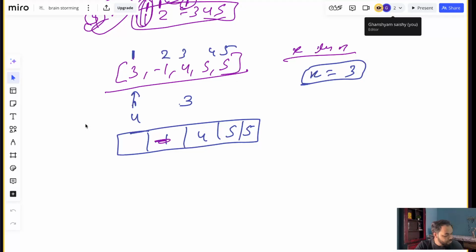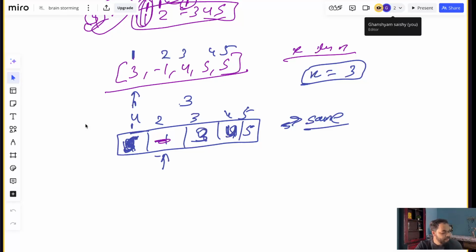Okay, so 3 was here, no? Yeah. So 1, 2, 3, 4, 5. So 3 is not at the correct place. It will go there. 4 comes here. It is not at the correct place. 4 goes there. 5 comes here. It is not the correct place. 5 goes there. Okay, now you will see they are the same. We need to think about the sameness. If they are the same, we'll move ahead.